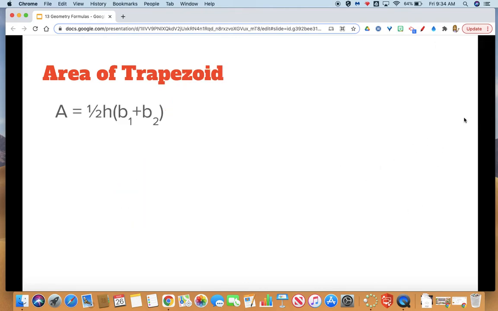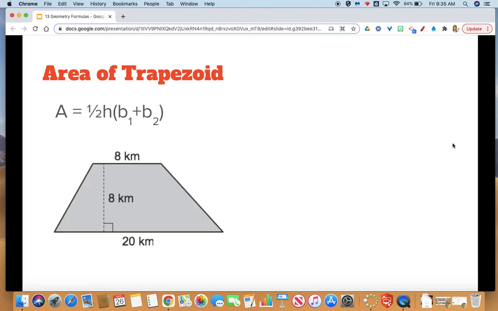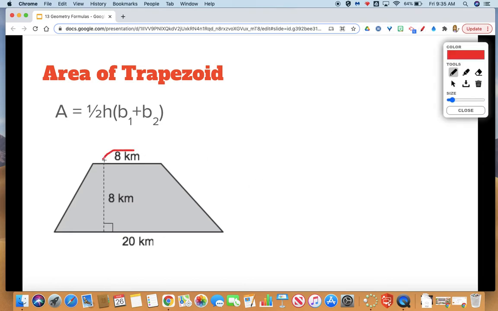Let's move on to area of a trapezoid. Area of a trapezoid has a little bit more of a complex formula. It's half of the height times base 1 plus base 2, because trapezoids have bases that are generally different lengths. Here's an example. My bases on a trapezoid are my two lines that run parallel to each other, 8 and 20. So let's plug those in as base 1 and base 2.